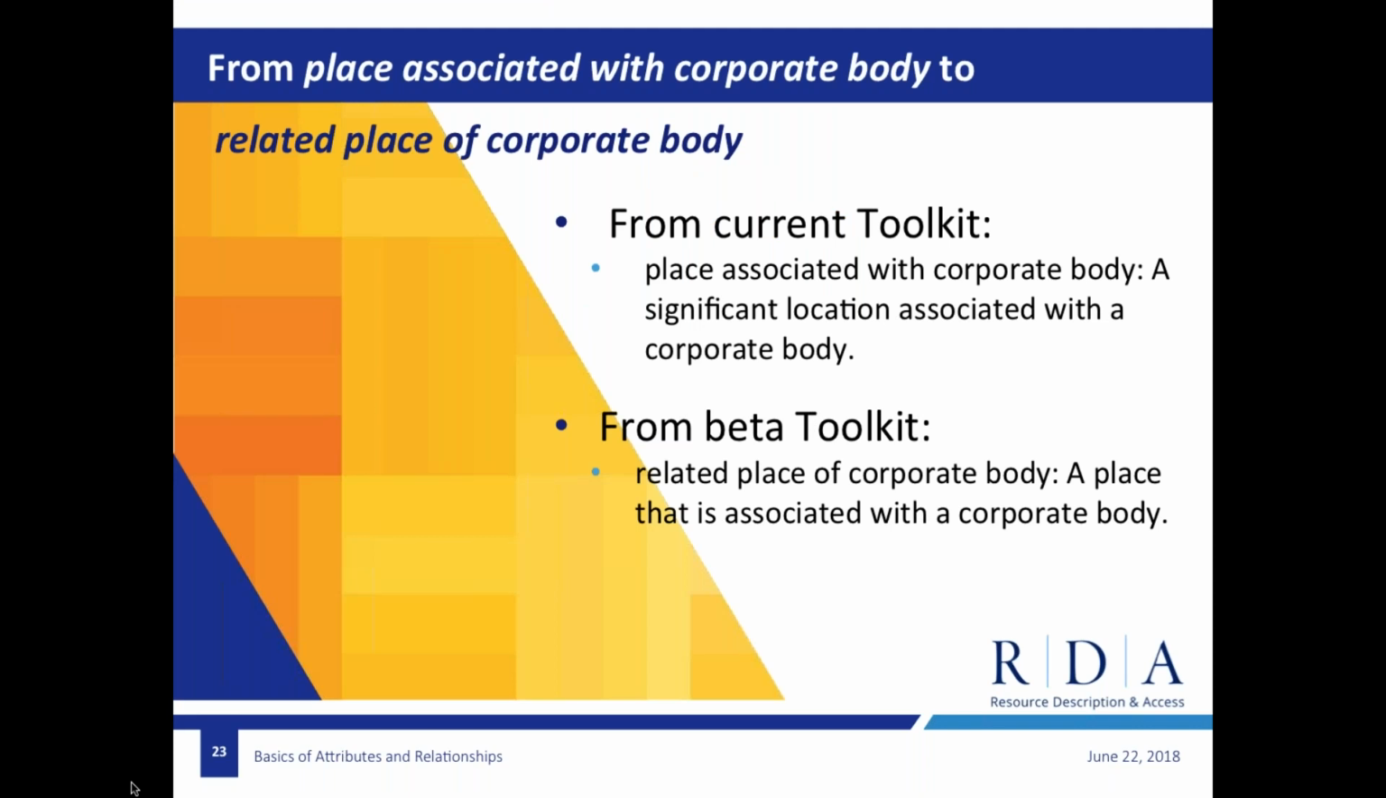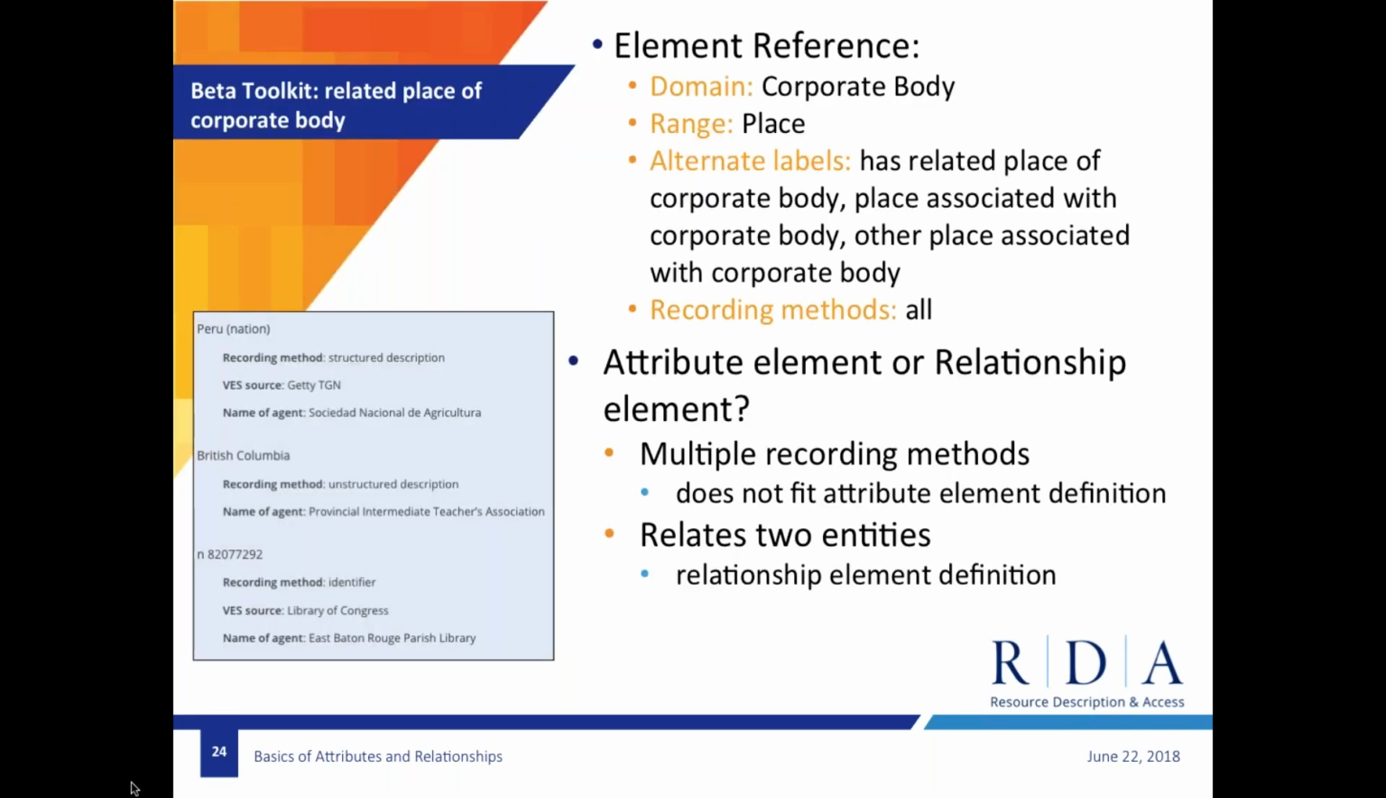So, from place associated with corporate body to related place of corporate body. We've had a slight wording change here. I know it's a relationship element. Even if I couldn't tell that from the label itself, I'm reassured by the element reference section that I have a domain of corporate body and a range of place. Now notice how there's more alternate labels here.